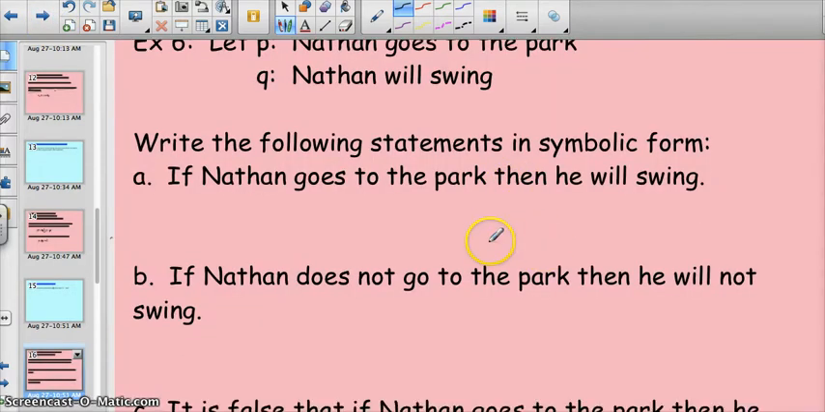It involves Nathan in the park and swimming. It says, if Nathan goes to the park, then he will swim. Well, Nathan goes to the park is P. He will swim is Q. And we see an if-then involved in this statement. Ladies and gentlemen, the if-then is the conditional. It is the arrow, and the arrow goes in between the P and the Q. So P, arrow, Q is how we actually write out, if Nathan goes to the park, then he will swim. Pretty easy stuff. Just got to kind of follow. Let's keep it going and see how we do.